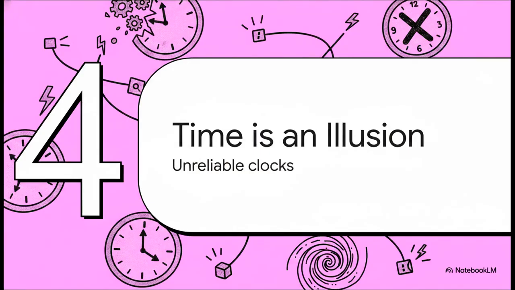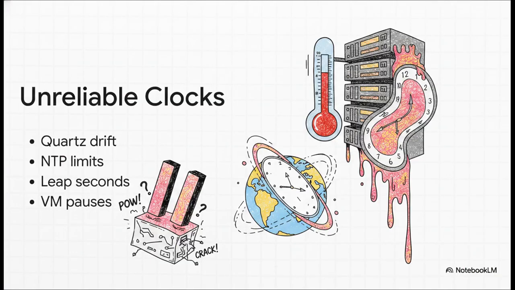Part 4. Why time is an illusion. You might be thinking, okay, if we can't trust the network and we can't trust the other nodes, surely we can just rely on timestamps to figure out what happened when, right? Unfortunately, in a distributed system, even time is an illusion. Here's the deal. Every single server has its own hardware quartz clock, and those clocks physically drift. They actually run faster or slower based on the physical temperature inside the data center.